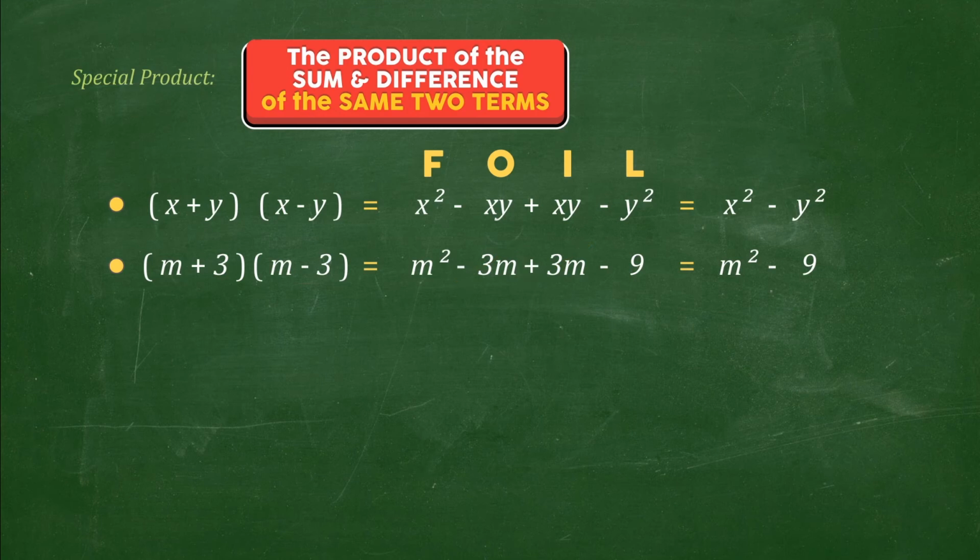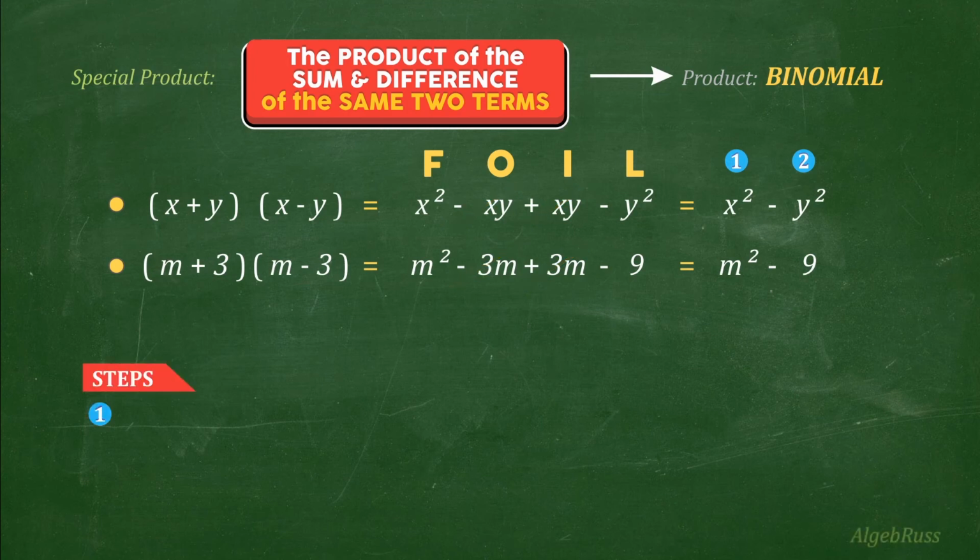It's time to investigate and figure out a shortcut. First observation. The product of the sum and difference of the same two terms is a binomial. We only have a first term and a second term. There is no middle term since the outer and inner products will be cancelled. So, here are the steps to get the answer. Step 1. Square the first term. Since the first terms are equal, the FOIL method should give us a squared first term.